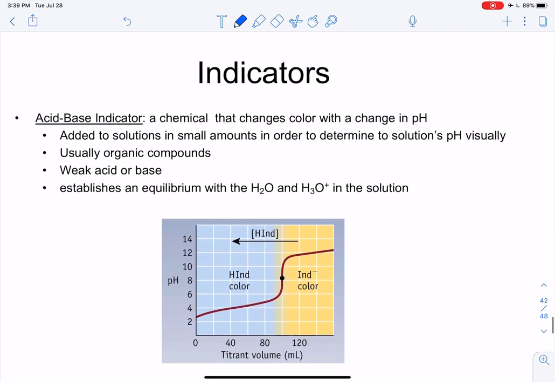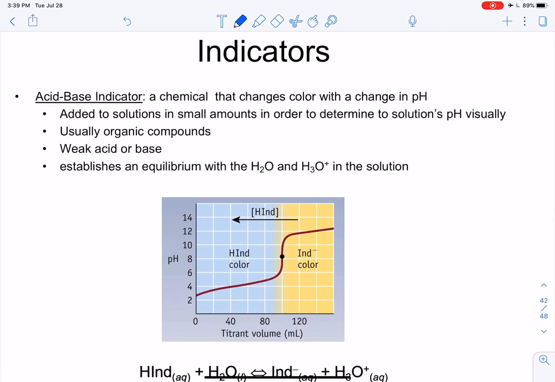All right, I promised to talk about phenolphthalein, but that means that I have to talk about indicators in general. So indicators, these are chemicals that are going to change color when the pH changes. So acid-base indicators, we usually add them to solutions in a very small amount, and it determines the solution's pH visibly. It changes color, so we can see where it's changing color. And these are usually organic compounds, and they're usually weak acids and bases.